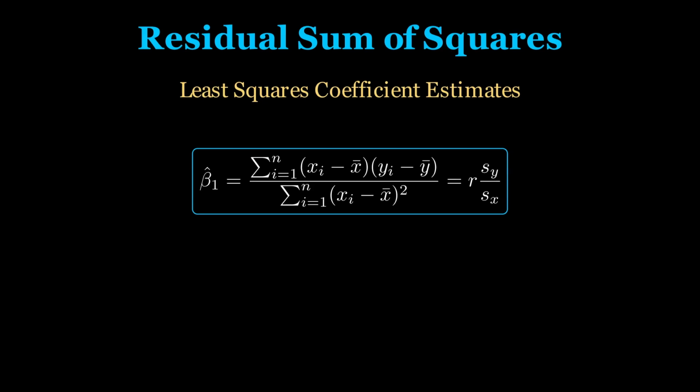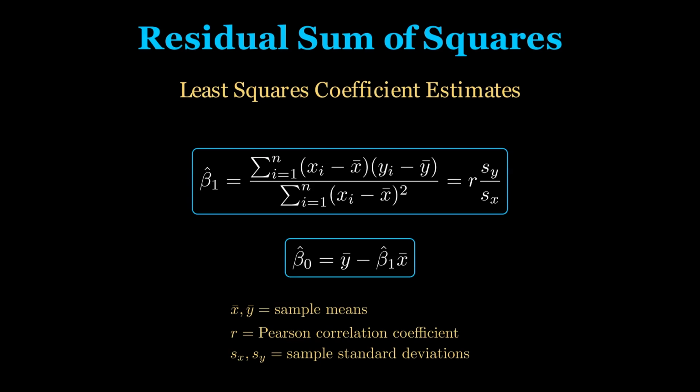Beta hat 1, the slope, equals the sum of cross deviations divided by the sum of squared deviations of x. It can also be expressed as the Pearson correlation coefficient r times the ratio of standard deviations. Beta hat 0, the intercept, equals the mean of y minus beta hat 1 times the mean of x. Notice that the regression line always passes through the point x bar, y bar. Here, x bar and y bar are the sample means, r is the Pearson correlation coefficient, and Sx and Sy are the sample standard deviations.